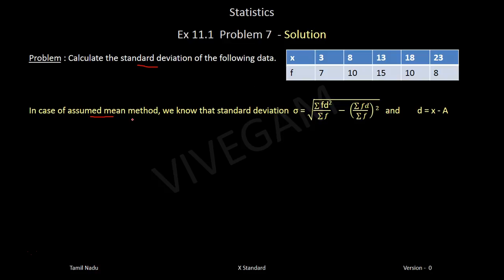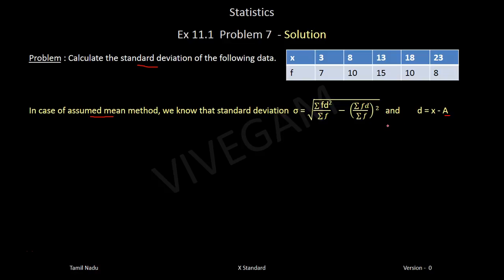In the assumed mean method, the standard deviation formula is the square root of summation of fd square divided by summation of f, minus summation of fd by summation of f, the whole square. And the deviation is d equal to x minus a, where a is the assumed mean.